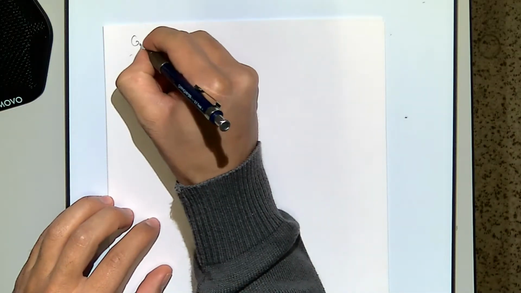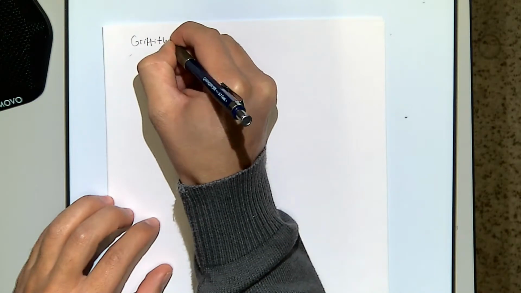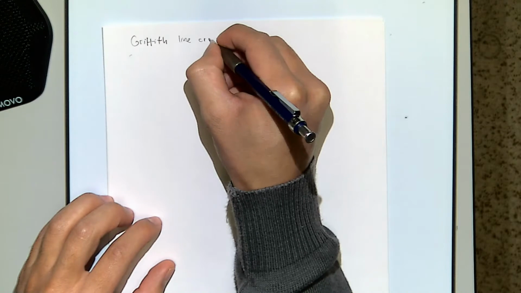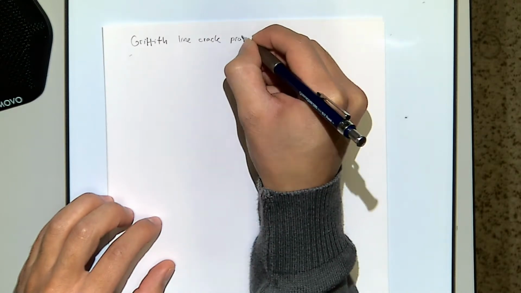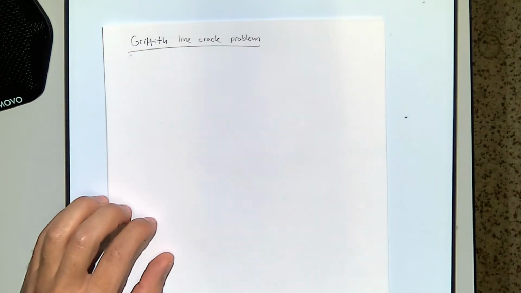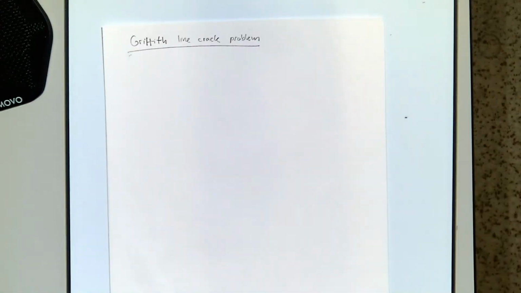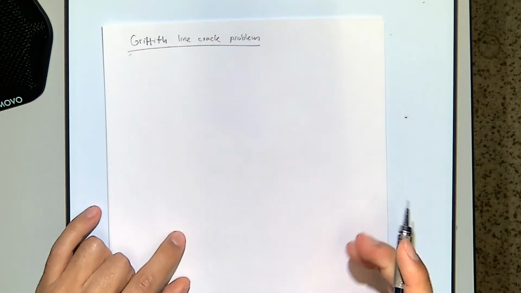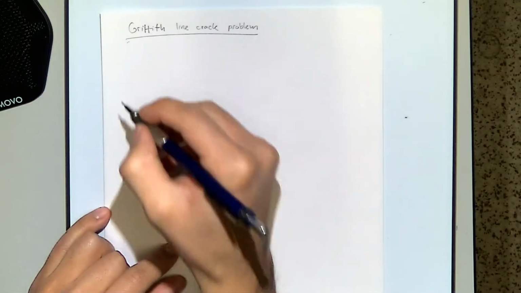Okay. All right. So this problem is called the Griffith line crack problem. And this guy Griffith solved the equations of linear elasticity with very complex equations and integrals in order to solve what are the stresses at the tip of a fracture.